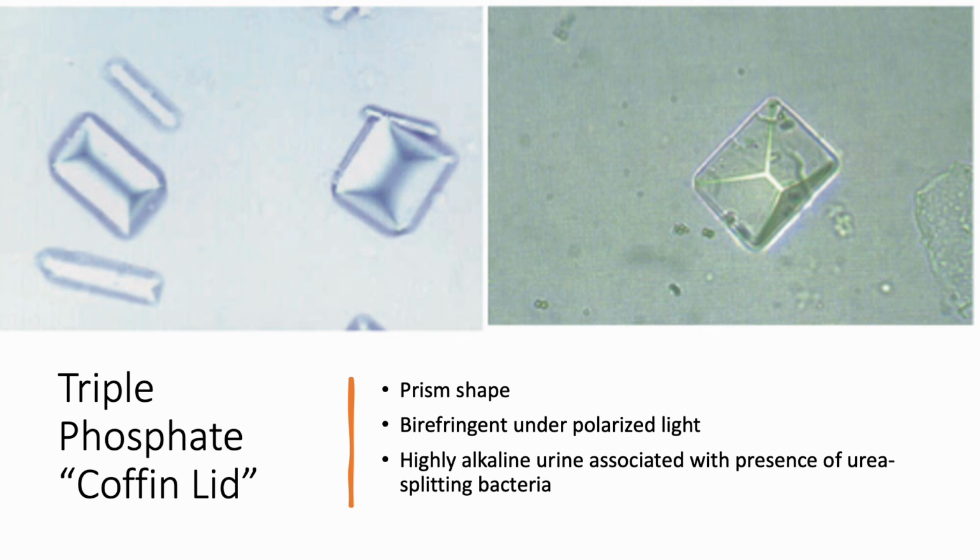Triple phosphate crystals exhibit the coffin lid or prism-shaped appearance. They are highly birefringent under polarized light, and they are formed in highly alkalinized urine associated with the presence of urea-splitting bacteria.